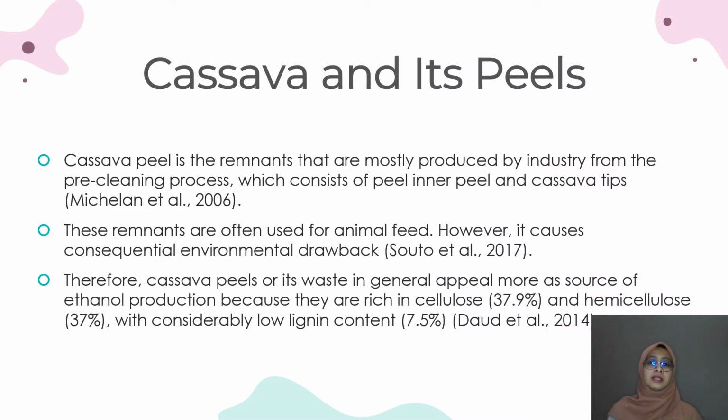Cassava peel is the remnant that is mostly produced by industry from the pre-cleaning process, which consists of peel, inner peel, and cassava tips. These remnants are often used for animal feed. However, it causes consequential environmental drawbacks. Therefore, cassava peel or its waste in general appeals more as a source of bioethanol production and other chemical derivatives because they are rich in cellulose, hemicellulose, and have considerably low lignin content.